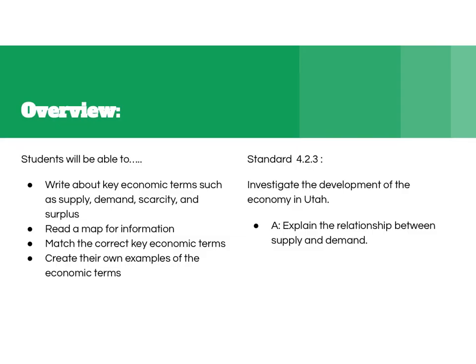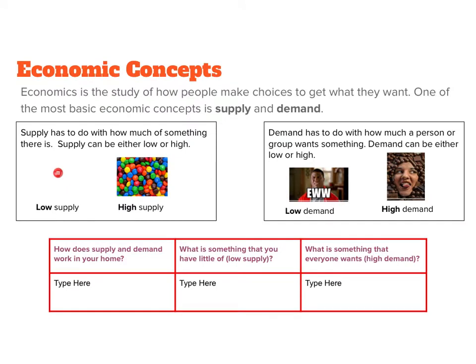All right, the first page there is an overview, and this is an expectation. You can read through that of what you as students will be able to do. It tells what standard we are looking at in our social studies standards. But we're going to be learning about supply, demand, scarcity, and surplus, and using some maps to understand how some of that might work. So we're going to look at this very first page.